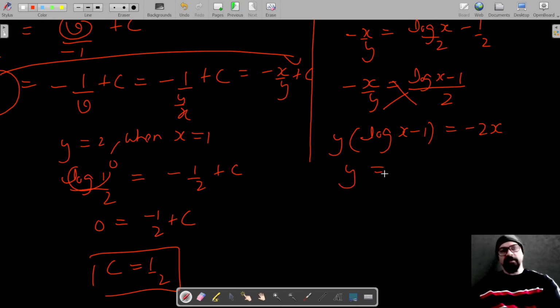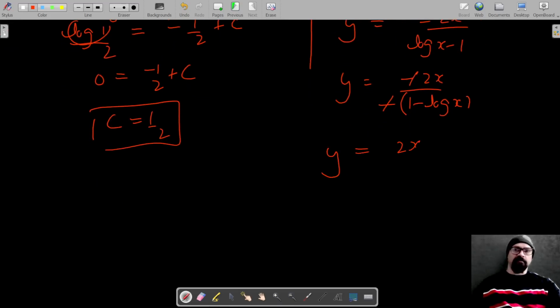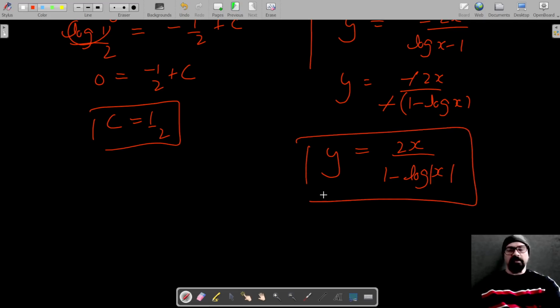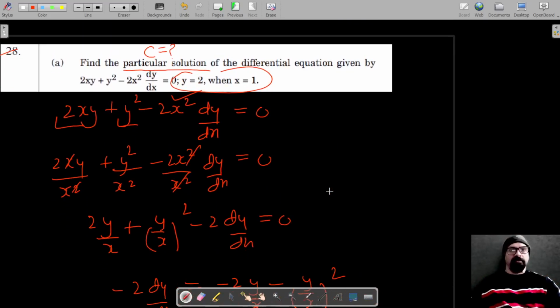So finally y is equal to negative 2x upon log x minus 1, and if we have to remove negative, let's take negative common here, so this is 1 minus log x. Finally our answer is y is equal to 2x upon 1 minus log x. This is our particular solution for the given differential equation.